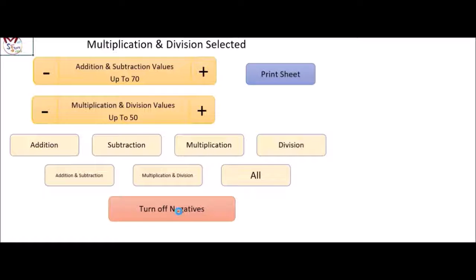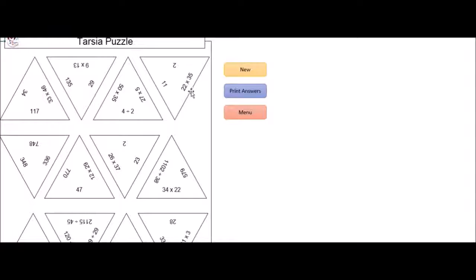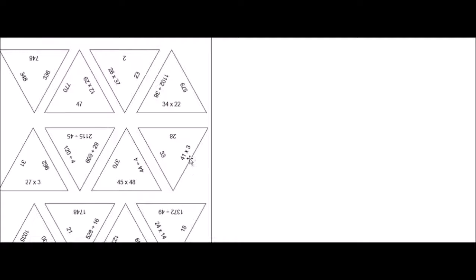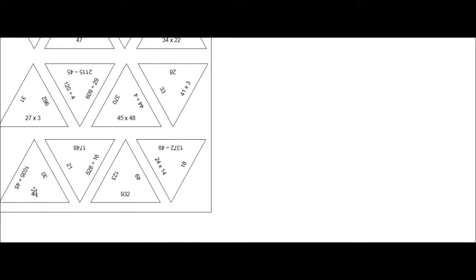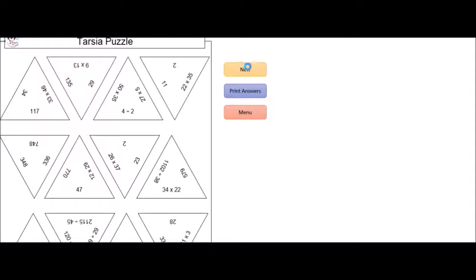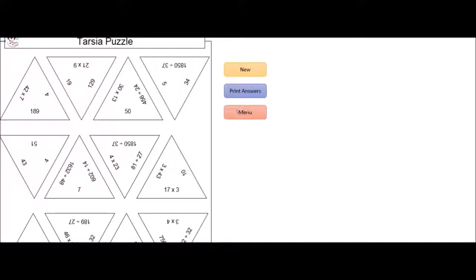So we're going to turn off the negatives. I've got multiplication and division selected, but the values go up to 50. If we go to print sheet, with multiplications, they will go all the way up to 50. They could be 1 and 2. I can't see it. Oh, there's 41 multiplied by 3. Here we have 528 divided by 16, and the answer will be 50 or less. If you press new, it will generate a new Tarsia puzzle for you.